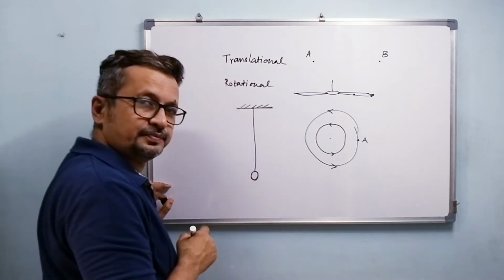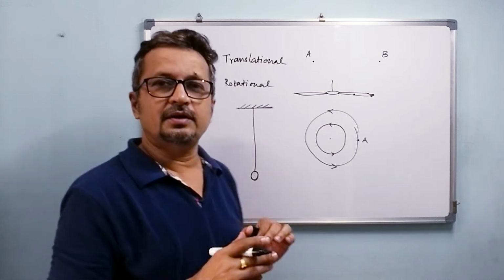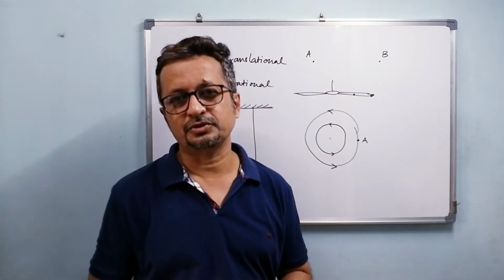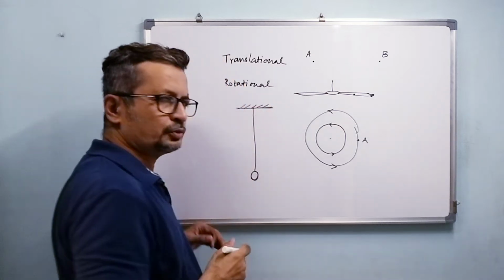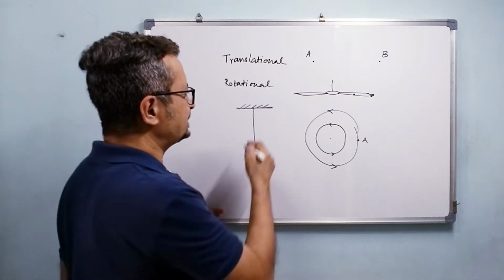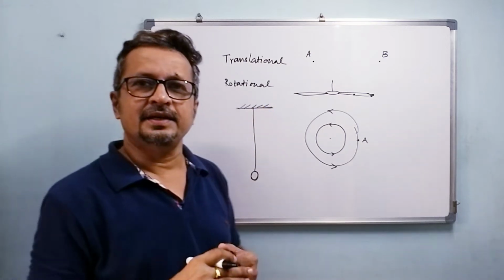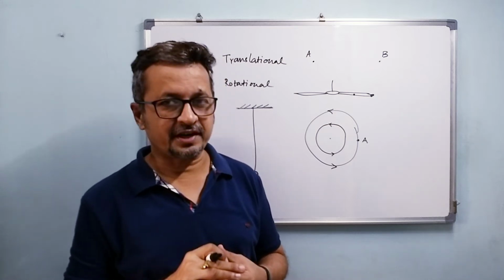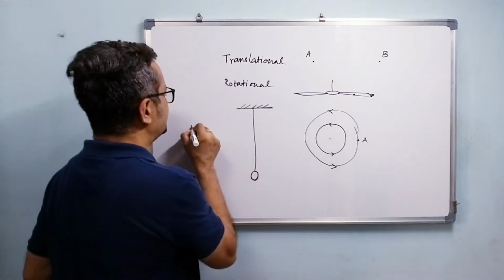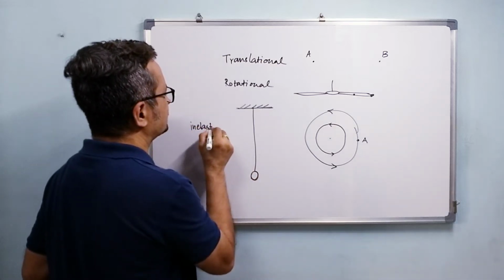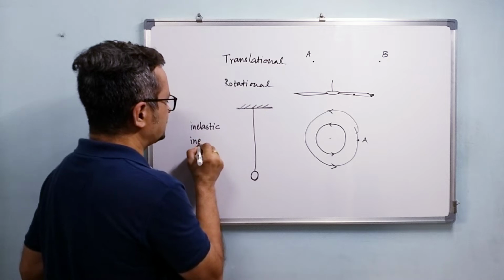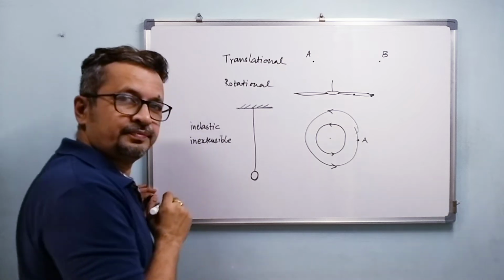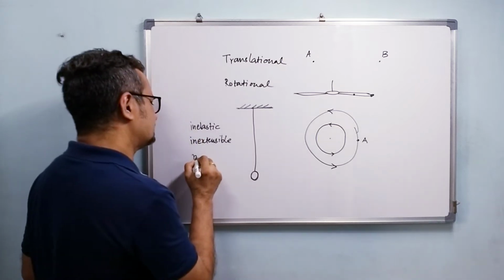A heavy bob. Now here there are different conditions that I am imposing. First of all, I am saying that this is a rigid support. All right, that is fair. Then I say this is an inelastic and inextensible string. And then it is also massless.